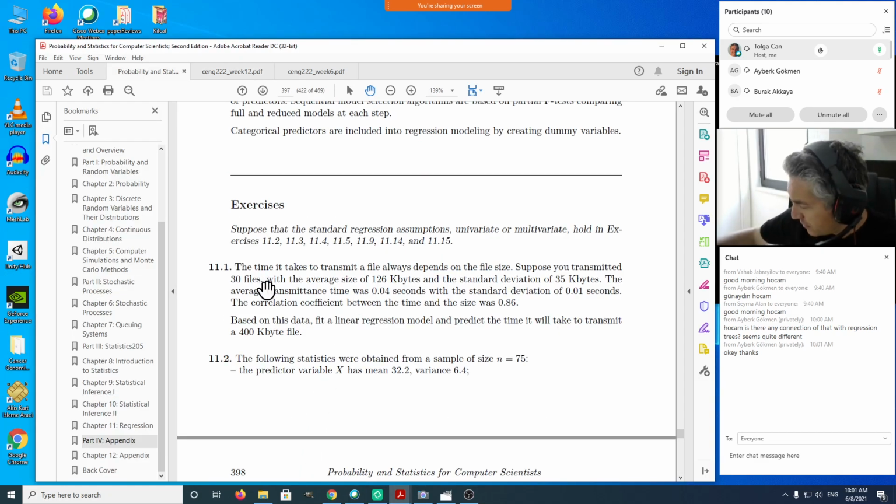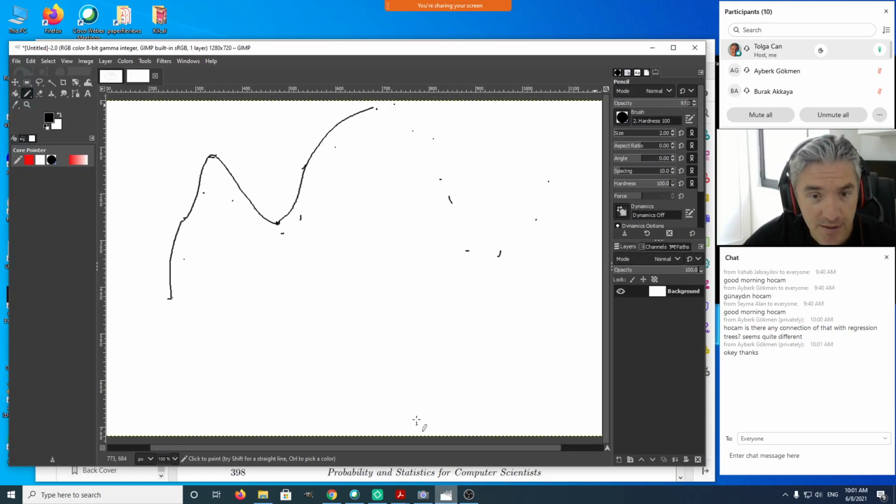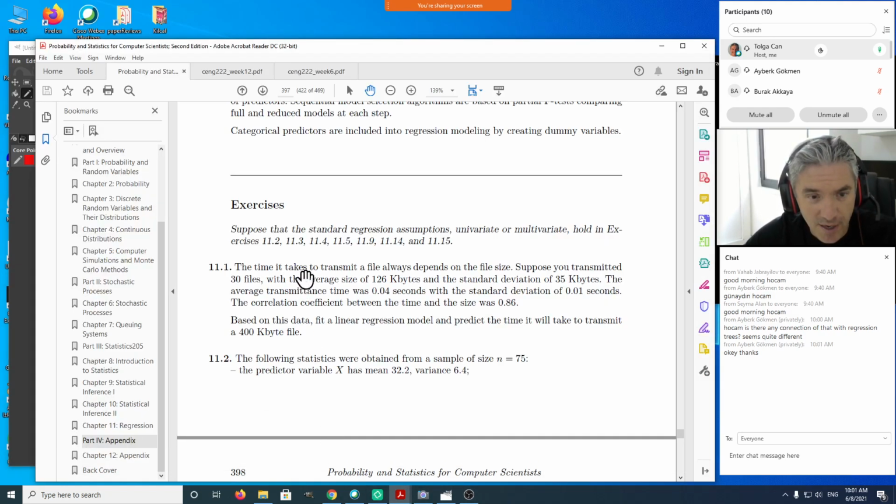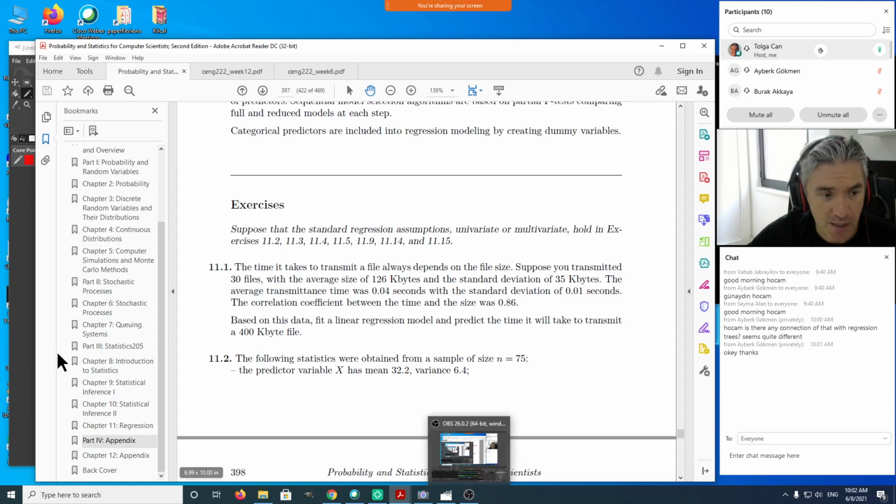So here's the example, 11.1. What we are given is: the time it takes to transmit a file depends on the file size. So it tells us that we are going to do a regression. Given the size, we are going to predict time, probably. I think it says predict the time. So we are going to have an equation like this.